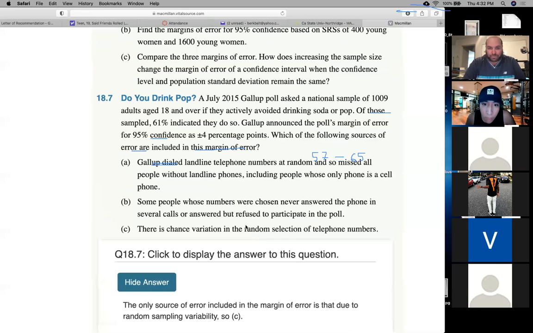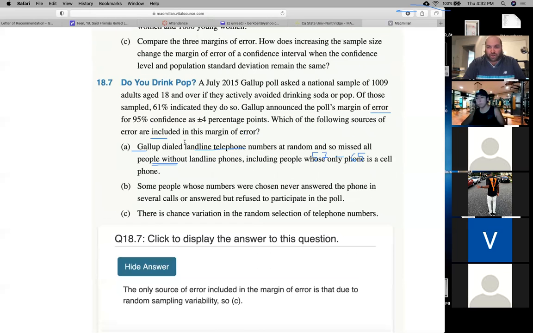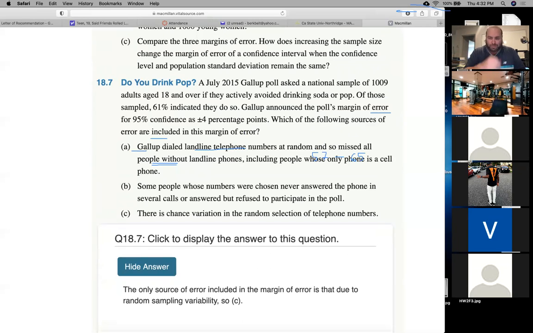Because remember, the margin of error comes from the math. The math takes into account that there's always going to be variation. When I typed B, I really meant C. Of course. Sorry, something in my throat. So the margin of error comes from the math. The math is all about chance variation. You know, you're going to get different values. They're all over the place.